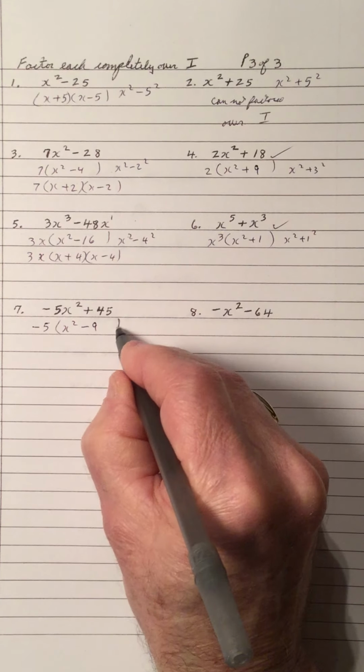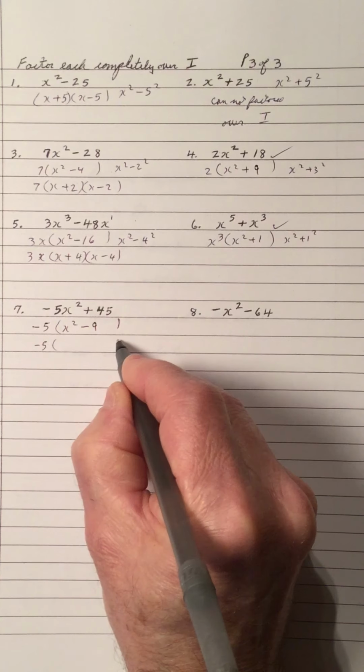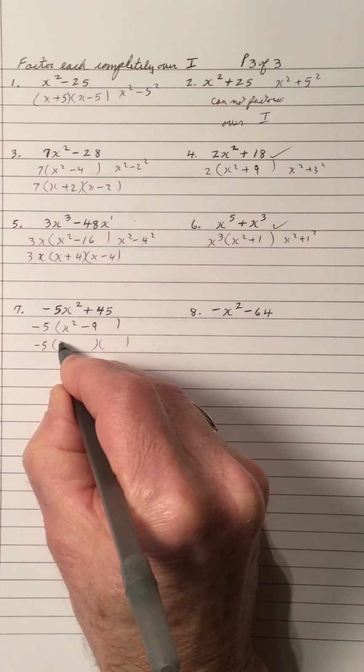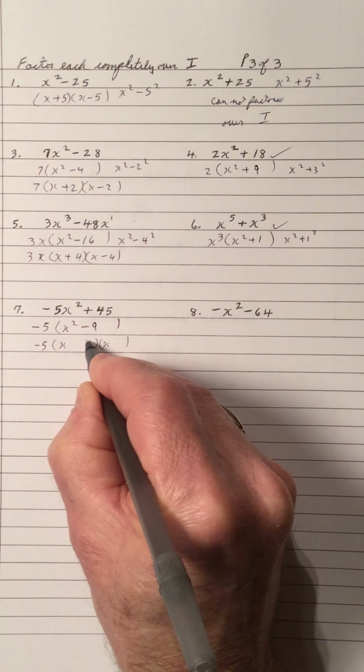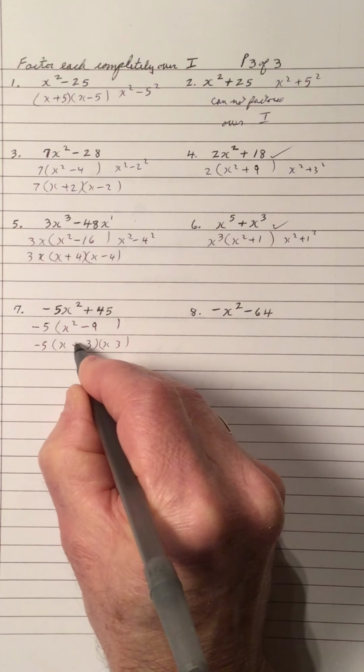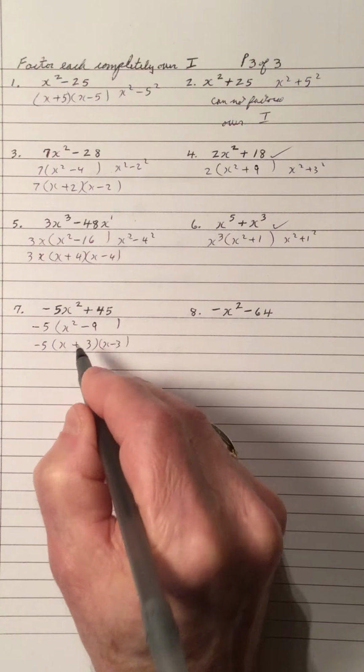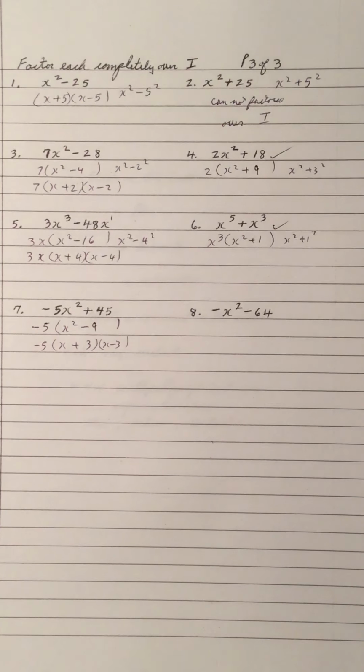And again, we have the difference of two squares. What two squares? We have x squared, which is x and x. We have 9, which is 3 and 3, and it's a plus and a minus because the product is negative 9. Difference of two squares.